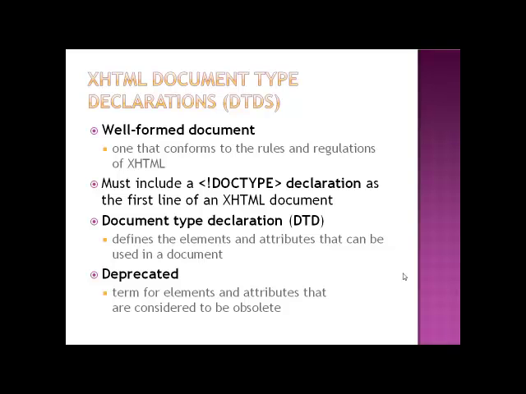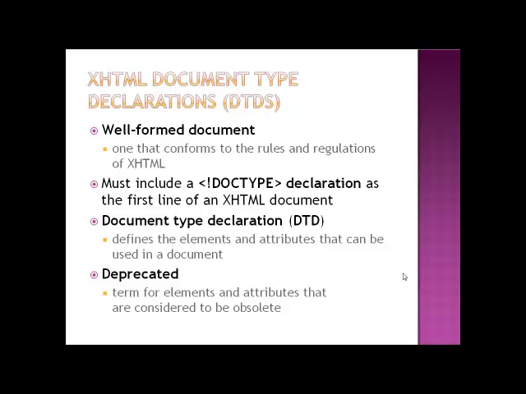There are three types of DTDs, or document type definitions, with XHTML documents: transitional, frameset, and strict. And I'll talk about these three document types a little later. To understand the differences among these three types of documents, we need to understand the concept of deprecated HTML elements.